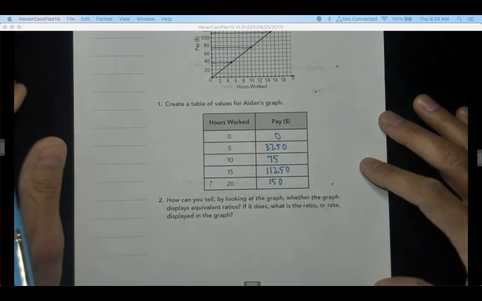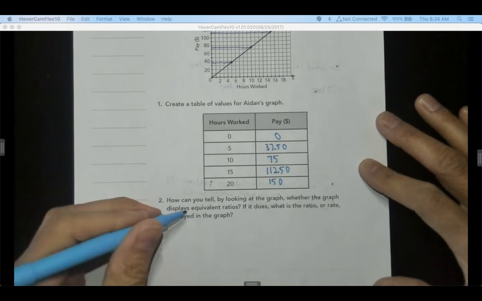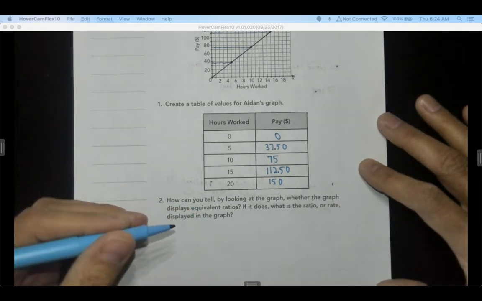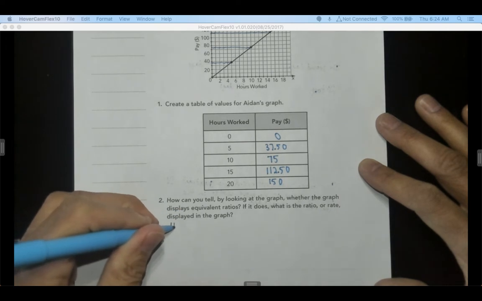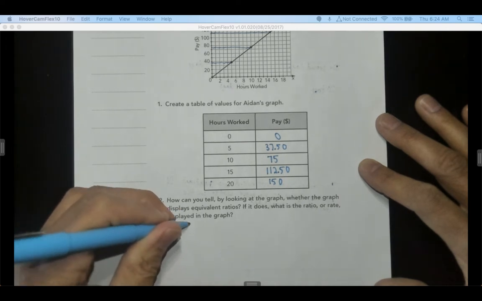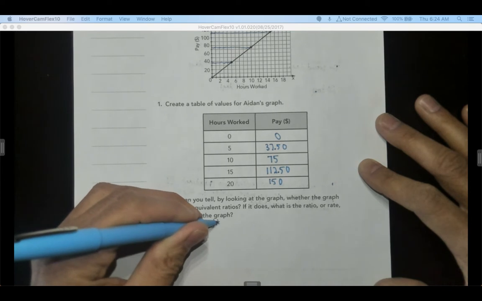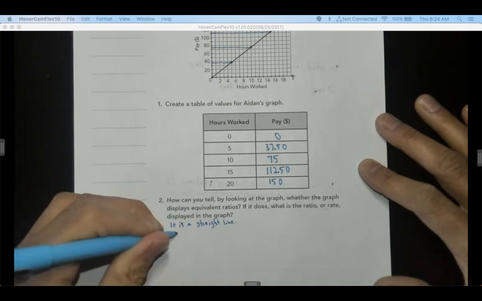How can you tell by looking at the graph whether the graph displays equivalent ratios? Okay, so these are equivalent ratios. He gets the same amount per hour. Okay, and so first, it is a straight line. It goes through the origin.